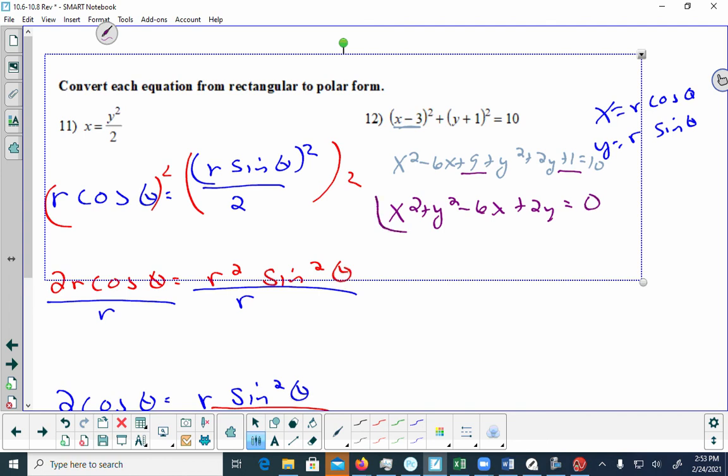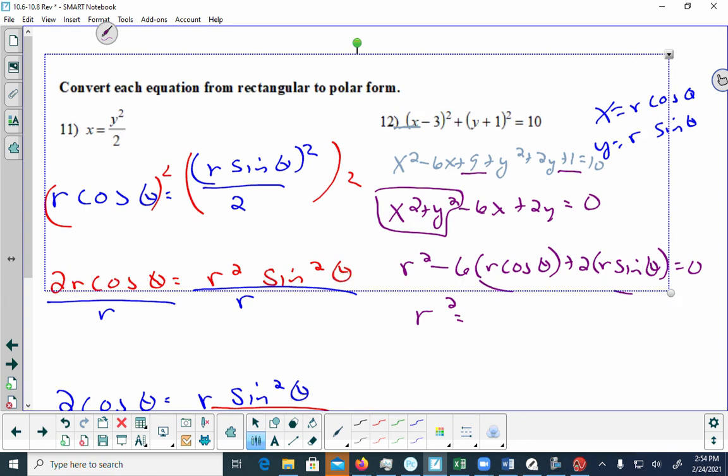Then x squared plus y squared is equal to r squared. And then in place of the x, I'm going to write r cosine theta, because x is equal to r cosine theta, and then plus 2 r sine theta. And this is all equal to 0. So then I am probably going to put everything on one side, and leave this r squared on this side. Then for some reason I put these two on the other side. I'm not sure why I did that, but I did.